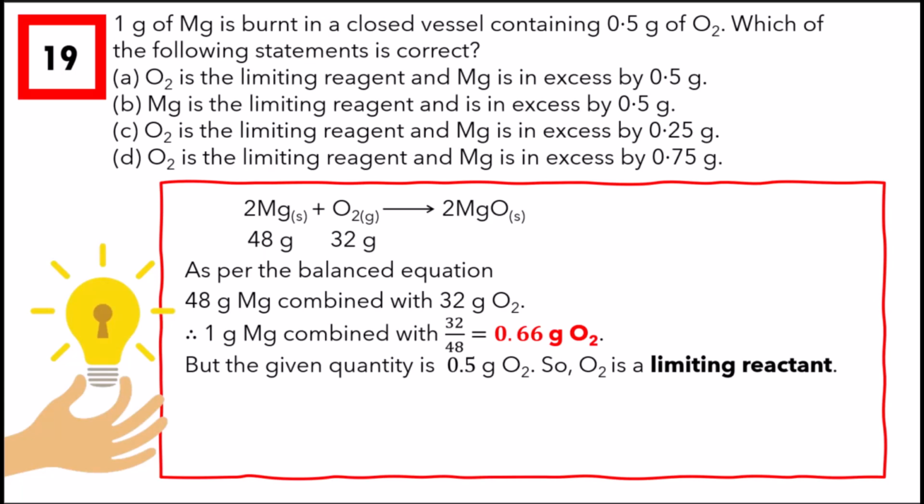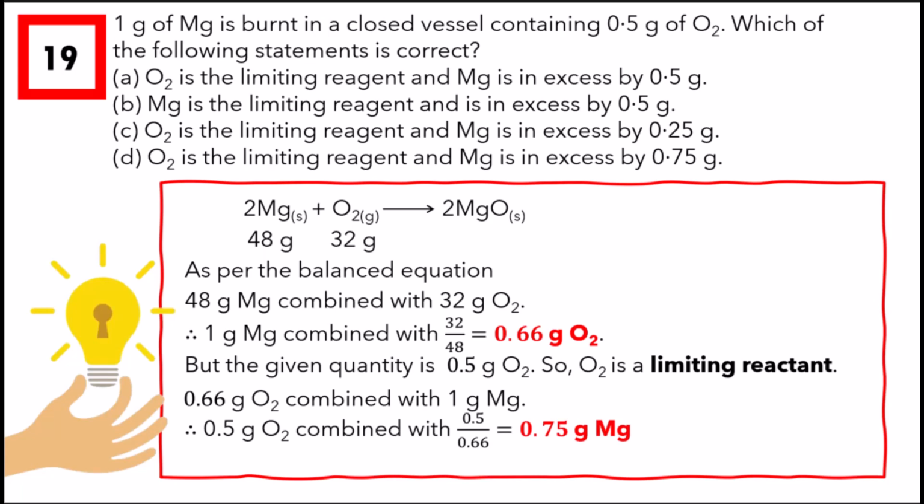See, this is a very important step. First, you have to find the limiting reactant, and based on it, we can say 0.66 gram oxygen is combined with 1 gram of magnesium. That's why 0.5 gram is combined with 0.75 gram of magnesium. As per the calculation, the correct answer is option C, that oxygen is the limiting reactant along with excess magnesium, that is 0.25 gram.